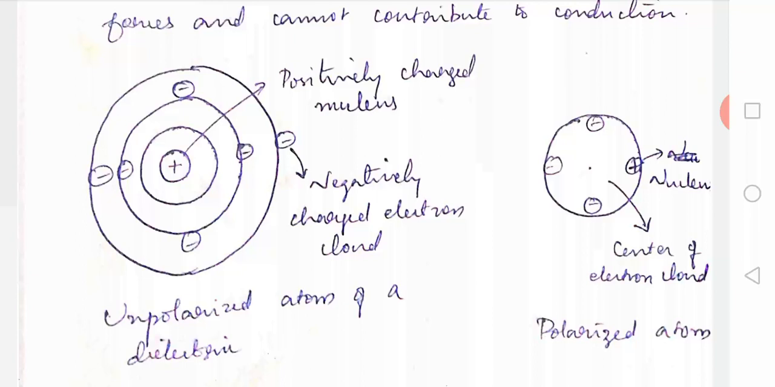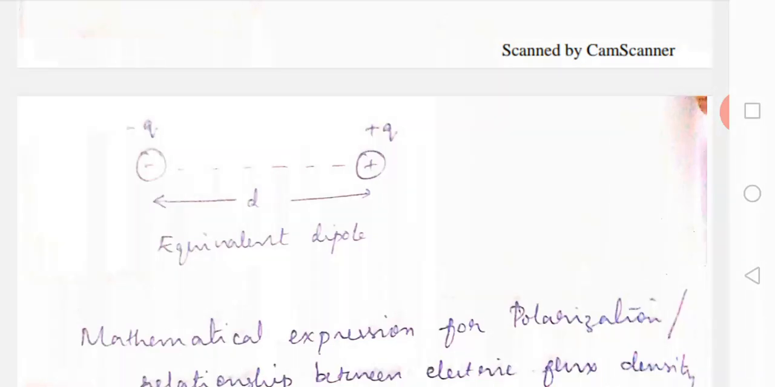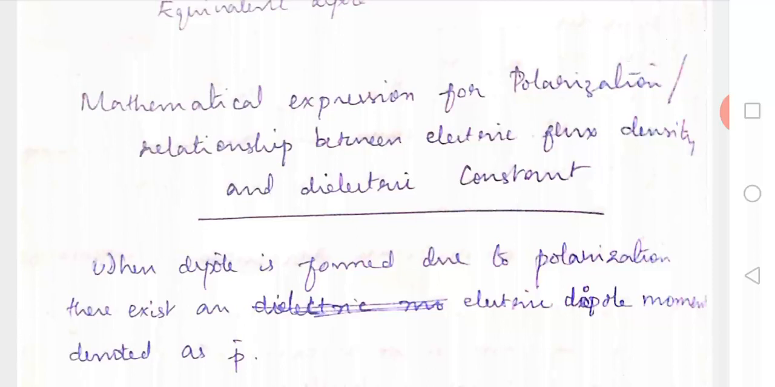As said earlier, these diagrams represent an unpolarized atom of a dielectric and a polarized atom. The left side is an unpolarized atom of a dielectric. You can see the positively charged nucleus at the center, with a negatively charged electron cloud surrounding it in the unpolarized case, and in the polarized case the nucleus is there and the electrons are also around. This is the polarized condition. Now, as mentioned earlier, an electric dipole means two equal and opposite charges separated by a distance. Here we considered minus q and plus q, and the distance is small d, that we studied earlier. Now the mathematical expression for polarization, and the relationship between electric flux density and dielectric constant.